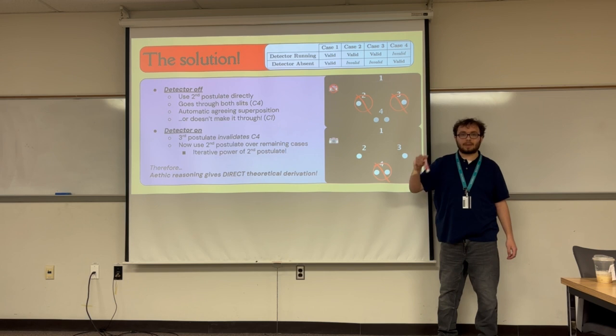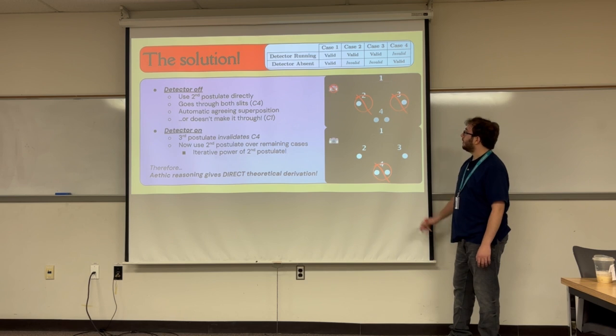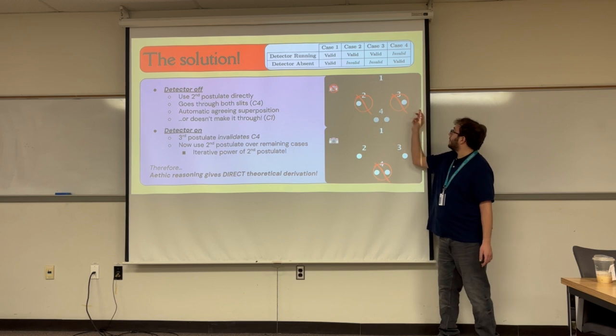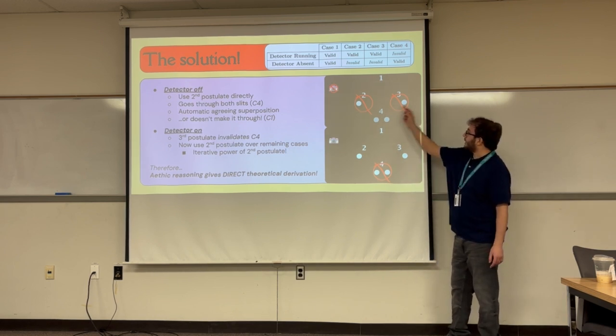The second postulate tells you everything that's blank needs to be in agreeing superposition, which is the elemental superposition. So yeah, if the slit, in this case, the slit that you went through is blank, these have to be invalid because of that. So that's kind of the easy case.